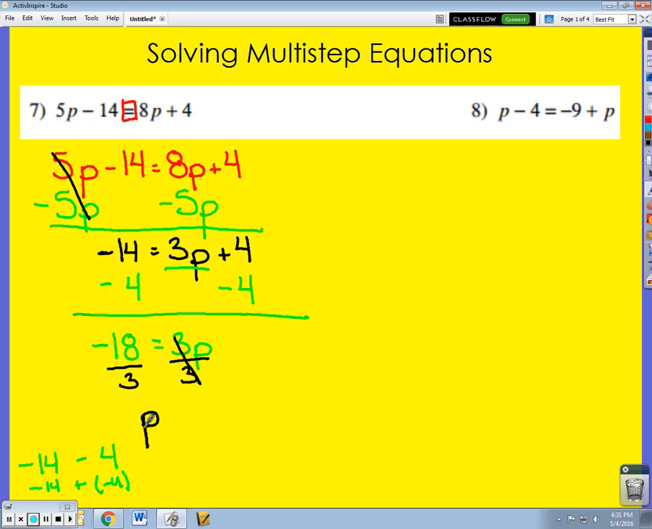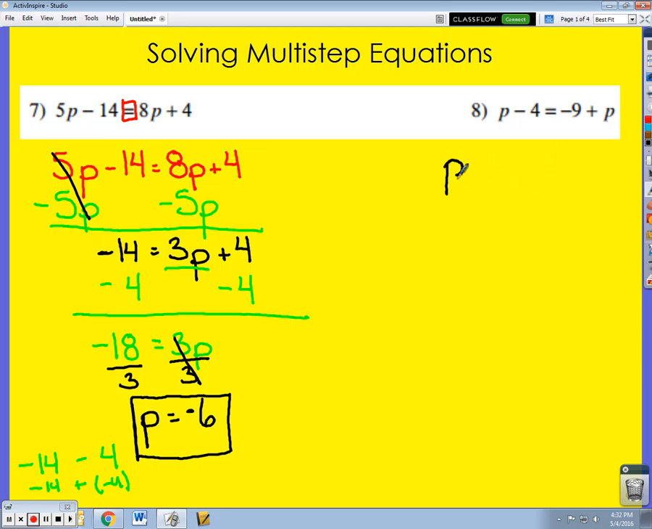We're left with p is equal to, well, if this was 18 divided by 3, that'd be 6. But because one's a negative, one's a positive, it becomes a negative 6. So there's my answer. P equals negative 6. Go ahead and try writing this one down and solving it yourself.